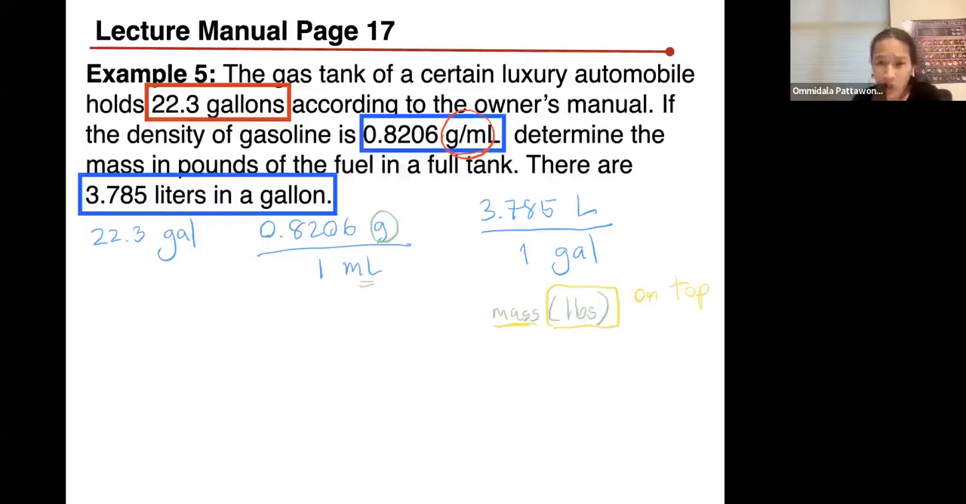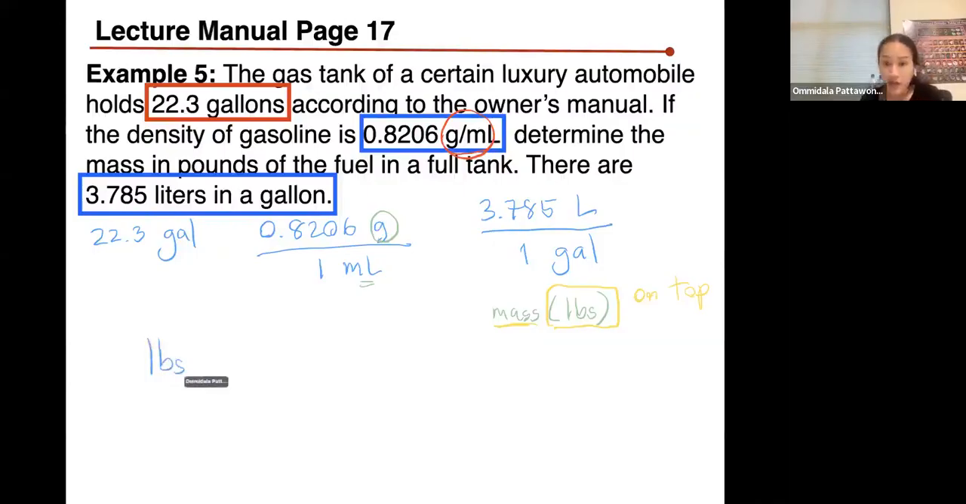Now, you might ask me, hey, what if I don't know how to plan it out like what you did there? What should I do? Well, you need to know what we are looking for. We are looking for mass in pounds. So you know that mass in pound has to be on top. So you can go ahead and set it up in such a way that pound has to be on top.